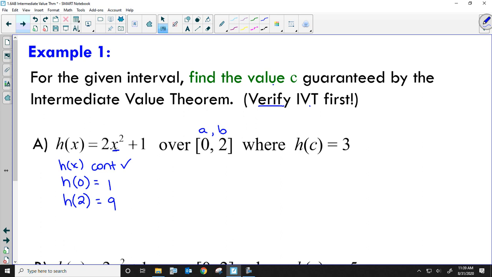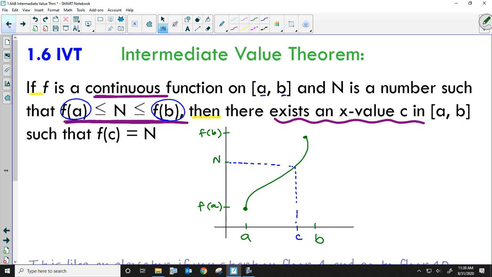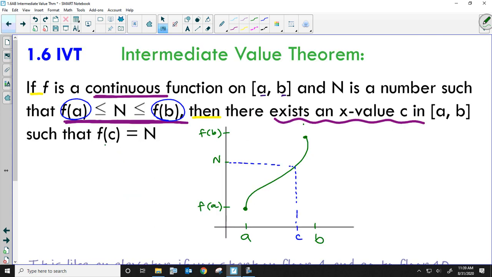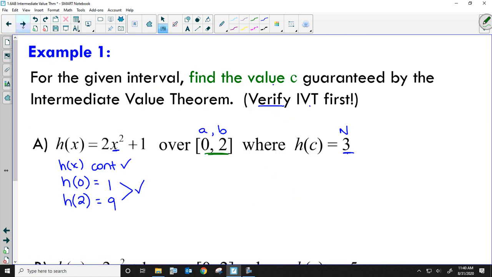Now what we're checking is, this is your number n. Is 3 in between 1 and 9? Yes, it is. Right? So IVT is going to help me now find that value c, because I've met the conditions, the continuity and this inequality. So now IVT says that there does exist an x value, in this case between 0 and 2, where that input is going to give me an output of 3.